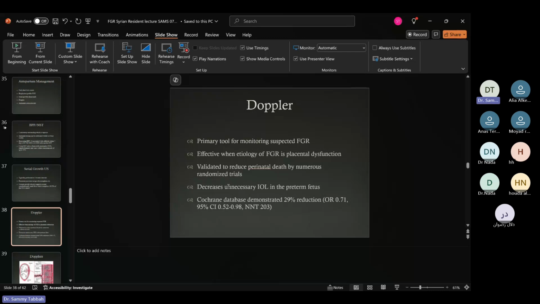So when you have a small baby, we use the Doppler studies to help us determine the timing of delivery. As long as they're normal, we're usually able to get to term. There have been multiple studies that show how useful Dopplers are, particularly Dopplers of the umbilical artery, and that reduces the risk of unnecessary prematurity.